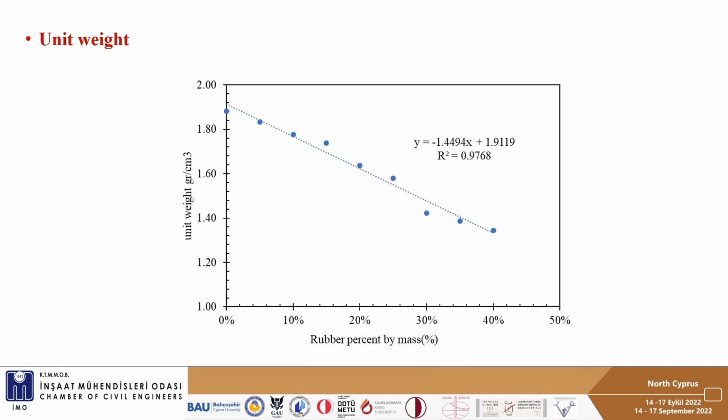Also, we have calculated the unit weight. For the unit weight of samples that have rubber, it was recognized that whenever the percentage of rubber is increasing, the unit weight of the sample is reducing, as shown in this graph.